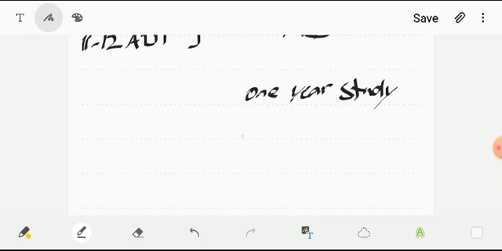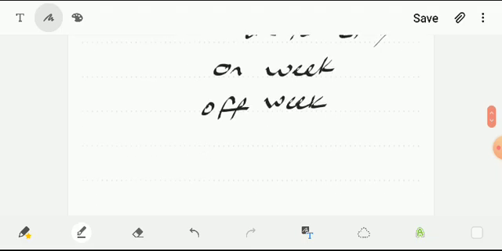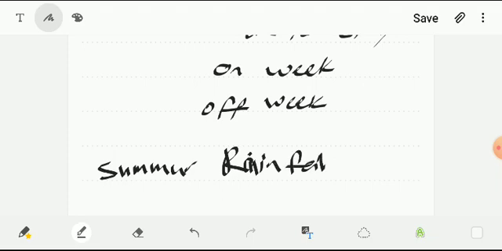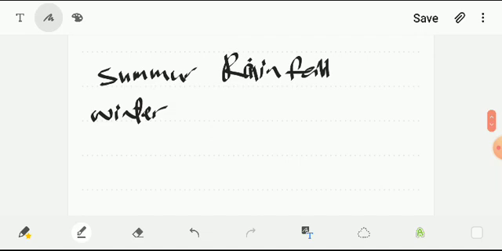Usually we take counts in the middle of the week, which we call on week, and we take it on the weekend, which we call off week. And we take it for particular seasons, like in summer, where we have a huge interruption by rainfall, and we take it also for winter. And also we take our study for special seasons like Ramadan.